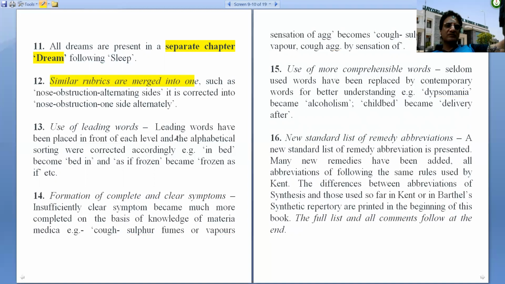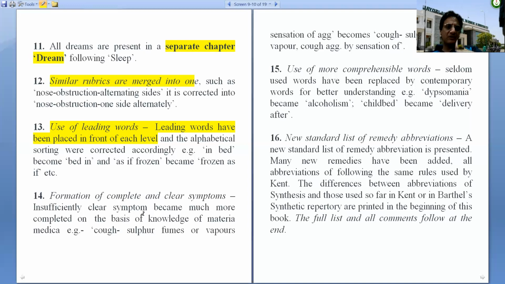Use of leading words. Leading words have been placed in front of each level, and the alphabetical sorting was corrected accordingly. Example: in bed became bed in. As if frozen became frozen as if. So this is the use of leading words. The leading word has been placed in front of each level so that it becomes the keyword and is easy to find.